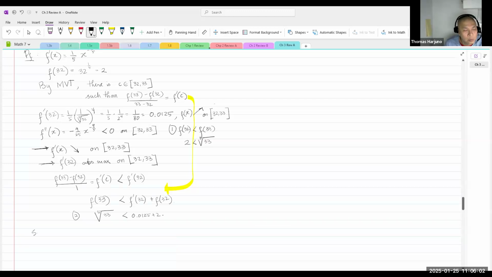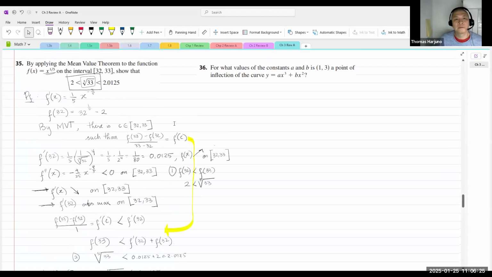Now, by 1 and 2, we have proven that the fifth root of 33 is greater than 2, but at the same time cannot exceed 2.0125. Okay, that's for number 35.